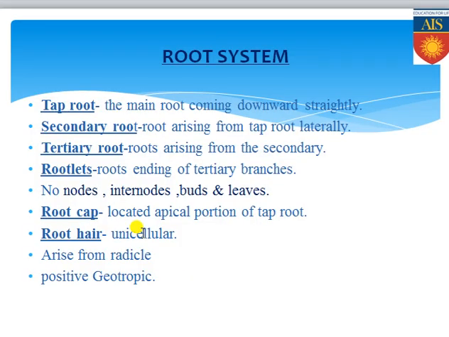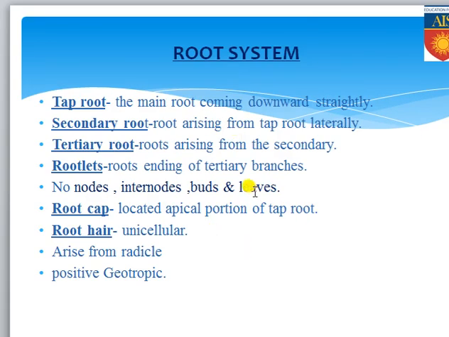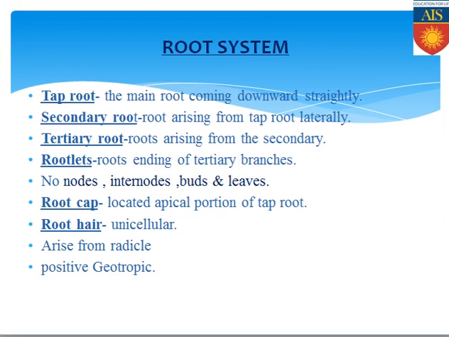First of all, when we study the root system, we need to know that the root is a specific structure commonly found in plants, which penetrates the soil and moves inside, and it is exclusively responsible for absorbing water as well as minerals from the soil. The roots are commonly of 3 types. One is the taproot system, second is the fibrous root system, and third is the adventitious root system.